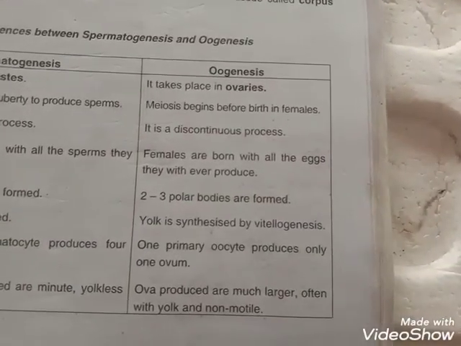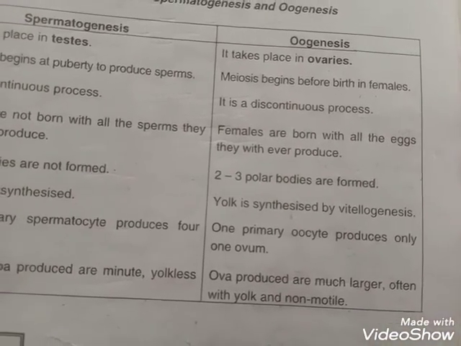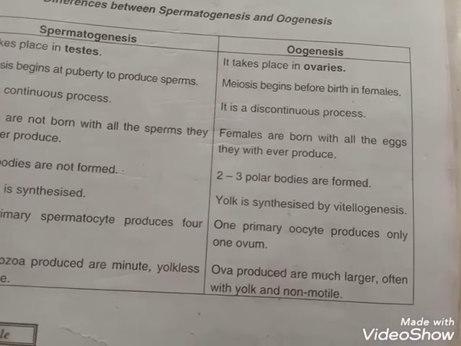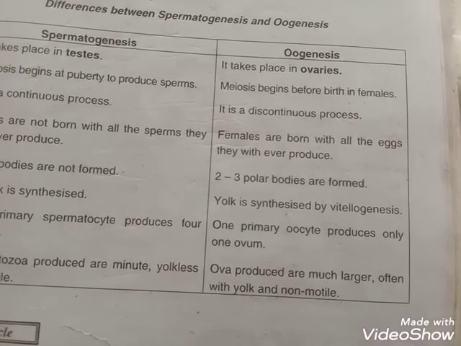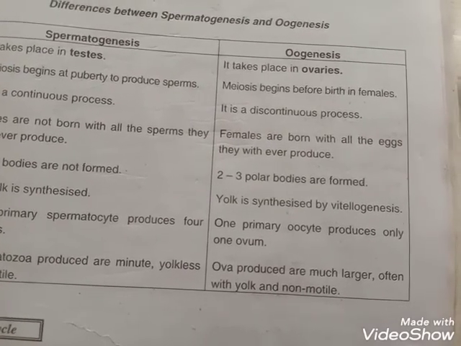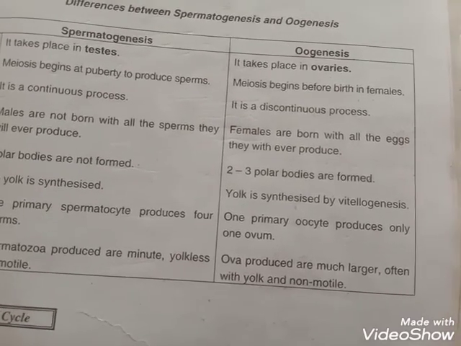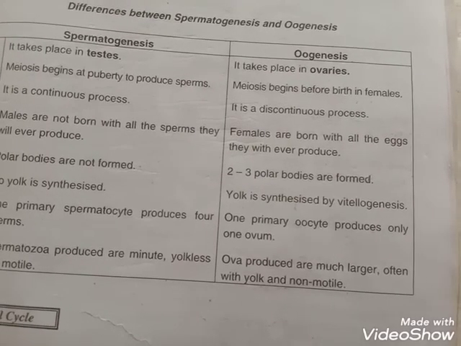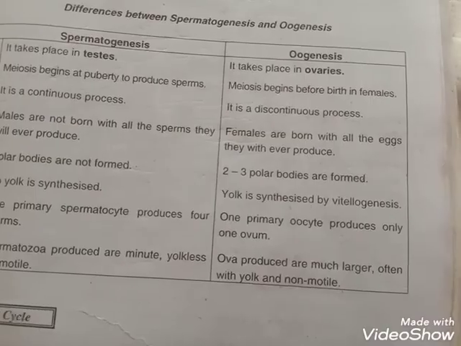And oogenesis takes place in the ovary. Meiosis begins before birth in females. It is a discontinuous process. Females are born with all the eggs they will ever produce. 2 to 3 polar bodies are formed. Yolk is synthesized by vitellogenesis. One primary oocyte produces only one ovum. Ova produced are much larger, often with yolk, and non-motile.